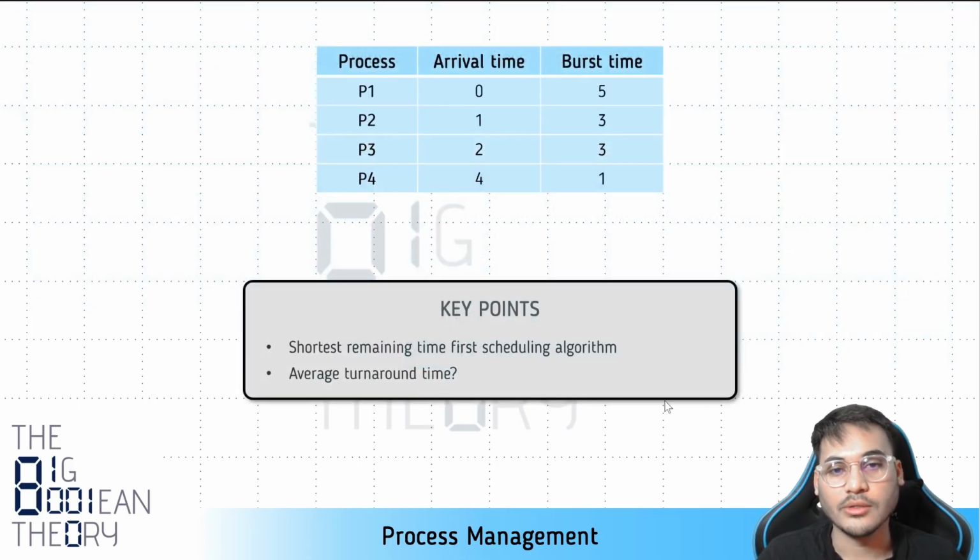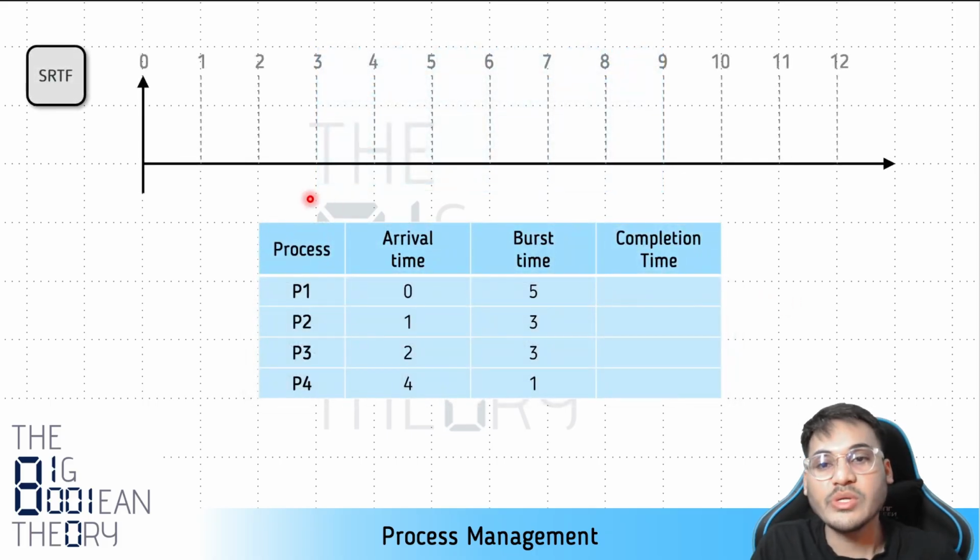I have written down the information that we have. This is the information about the 4 processes: the arrival time and the burst time. The key points are that we are going to use the shortest remaining time first scheduling algorithm, and the thing that has been asked is the average turnaround time. So let us prepare the Gantt chart for this question.